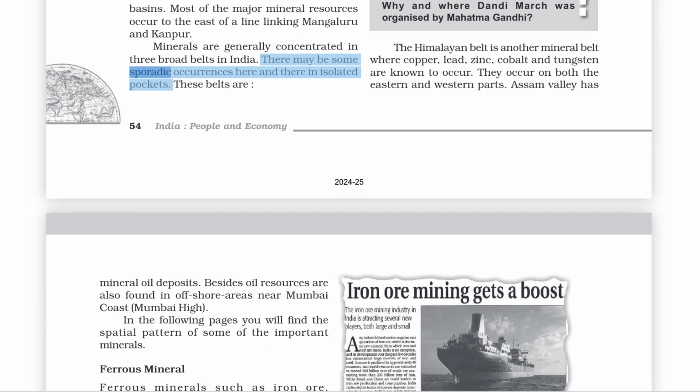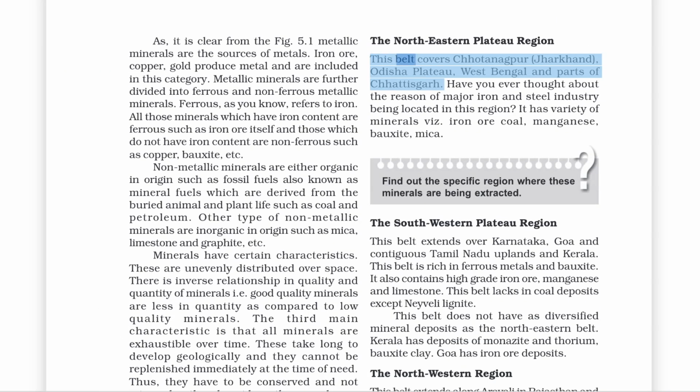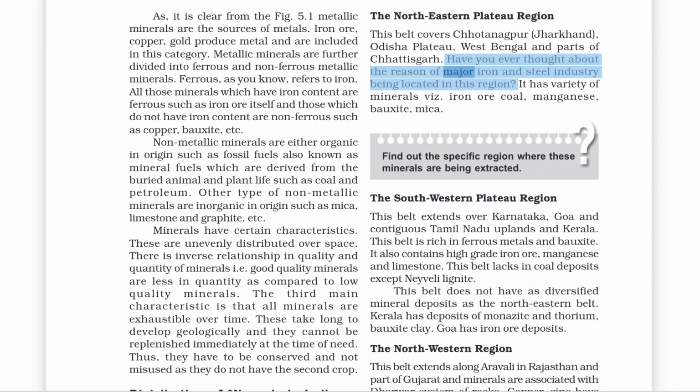There may be some sporadic occurrences here and there in isolated pockets. These belts are the Northeastern Plateau region. This belt covers Chotanagpur, Jharkhand, Odisha Plateau, West Bengal, and parts of Chhattisgarh. Have you ever thought about the reason for major iron and steel industries being located in this region?